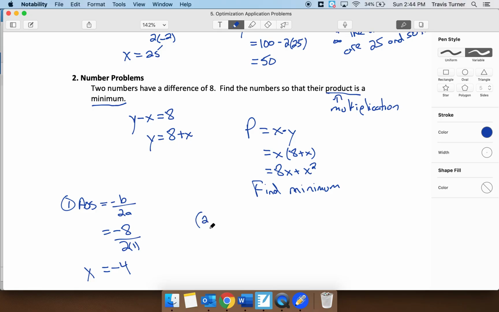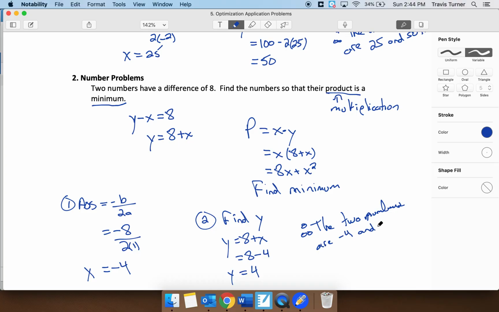Therefore, if we do the second part, I've got to find y, my second number. So I got y equals 8 plus x, and I'm going to sub in negative 4. So I end up with positive 4 for y. And that's it. My two numbers that produce a minimum are negative 4 and 4. Okay, that one's not too bad.